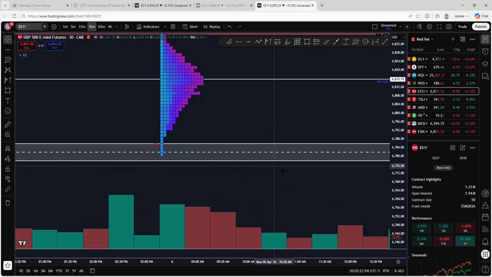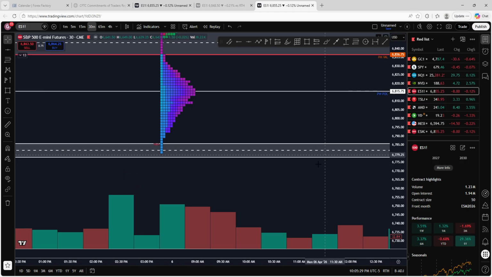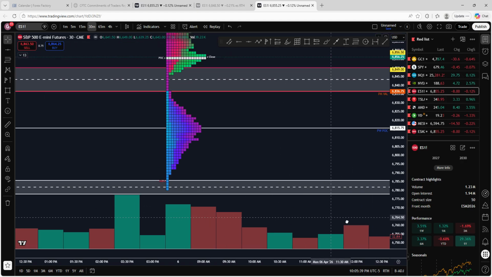This is why I'm telling you guys how important this level is, and you want to long this level no matter what. If they lose it, it doesn't matter. You take a loss, you move on. Don't get emotional. You wait for value to be built below. You look for that pullback, and then you short it.